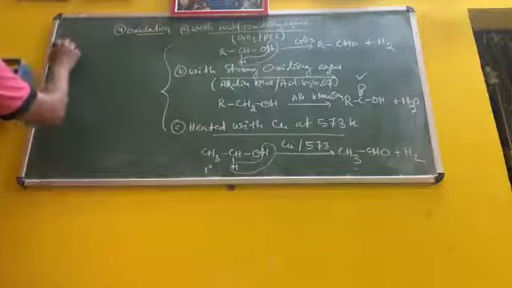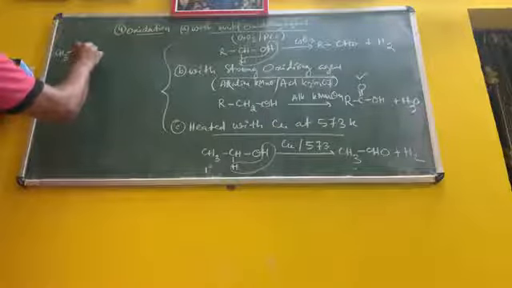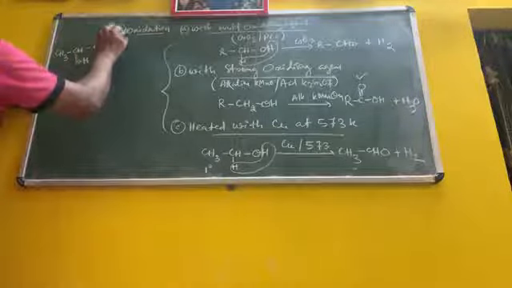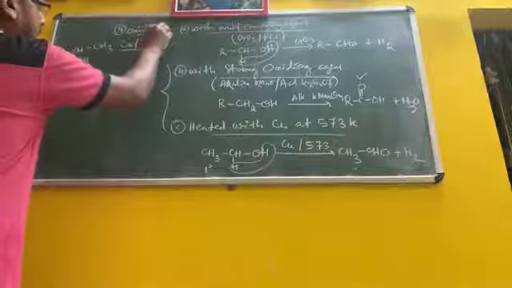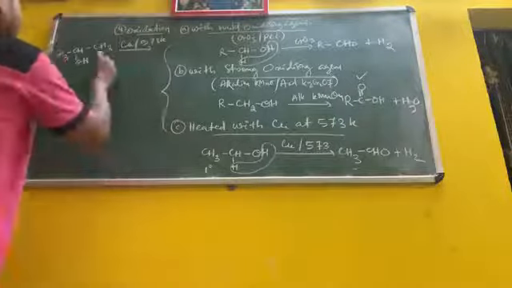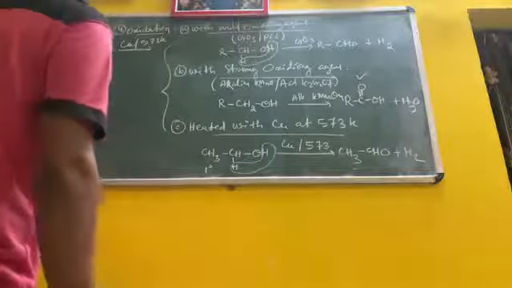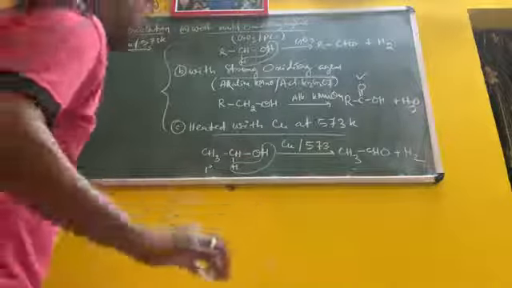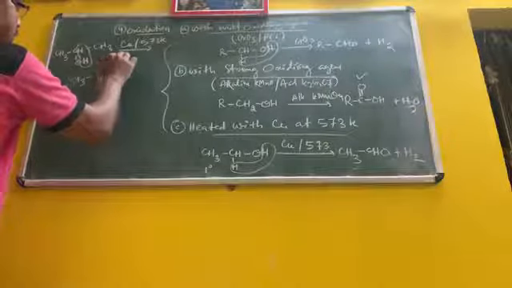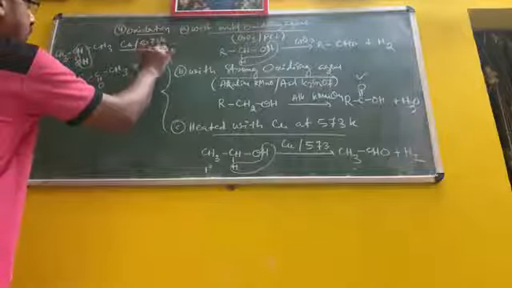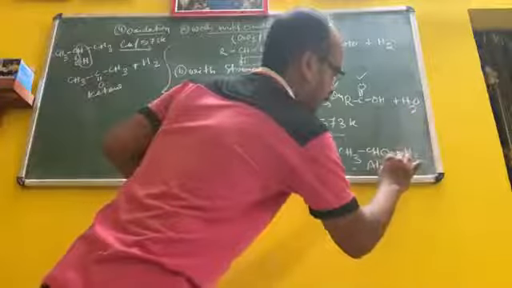secondary, CH3CHOHCH3 at copper 573 Kelvin. Then it will form hydrogen H2 will be removed and it will form a double bond, ketone. Okay, that is CH3-C double bond O-CH3 plus H2, ketone. The previous one is your aldehyde.